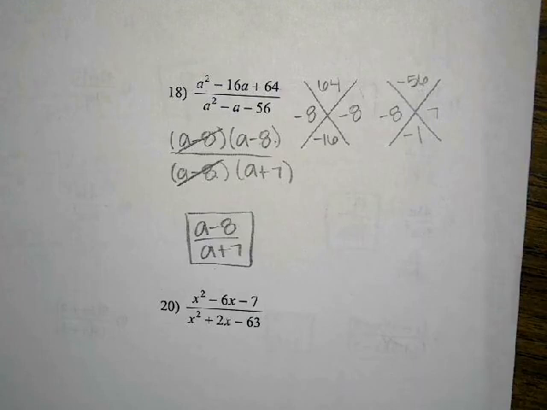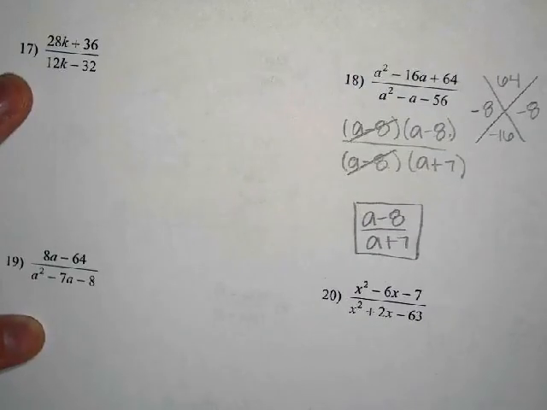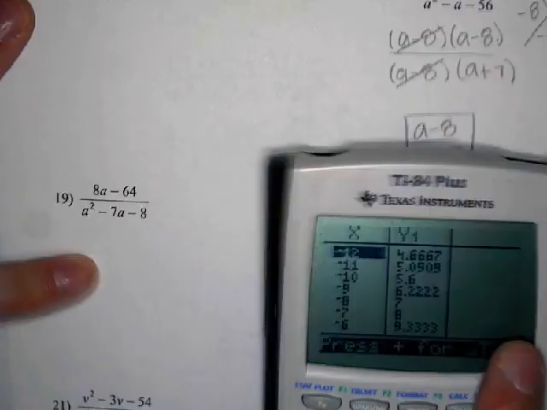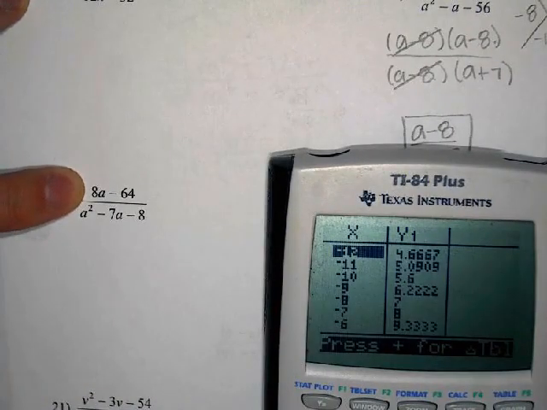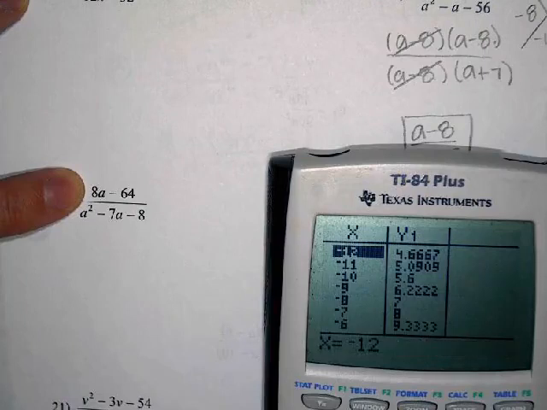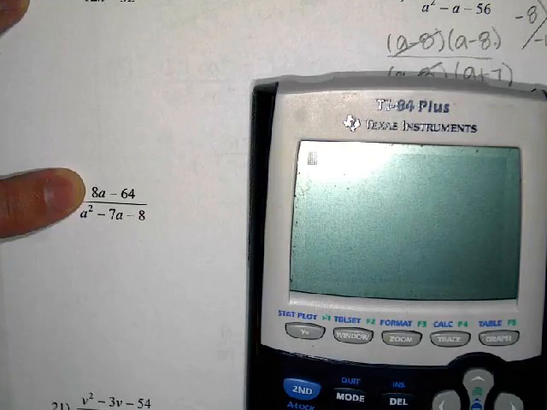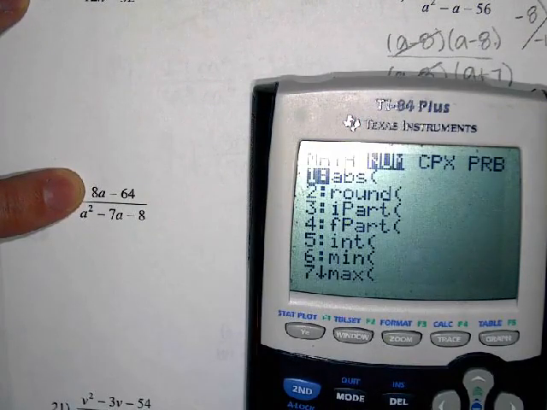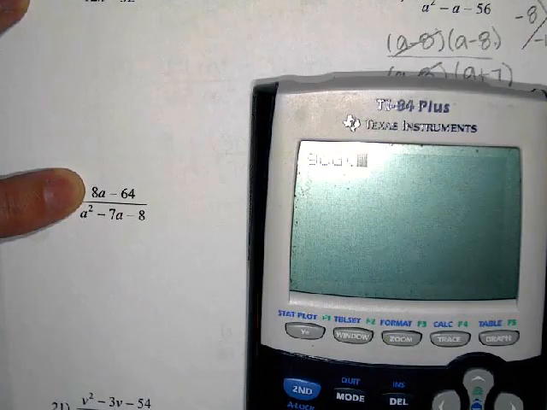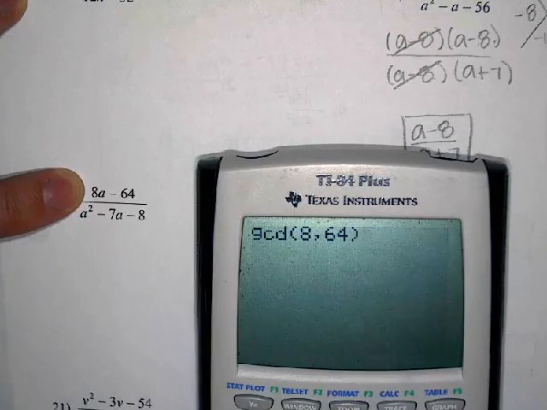We can do 19. So the top problem is a binomial. It's not the x thing because it only has 2 terms. So if it's not the x thing, what do we look for? GCF. Okay, so I'm going to hit math, go over, down to 9. I'm going to look for the GCF of 8 and 64. What's the GCF of 8 and 64? 8. Okay. So on the top, I'm going to take out the 8.